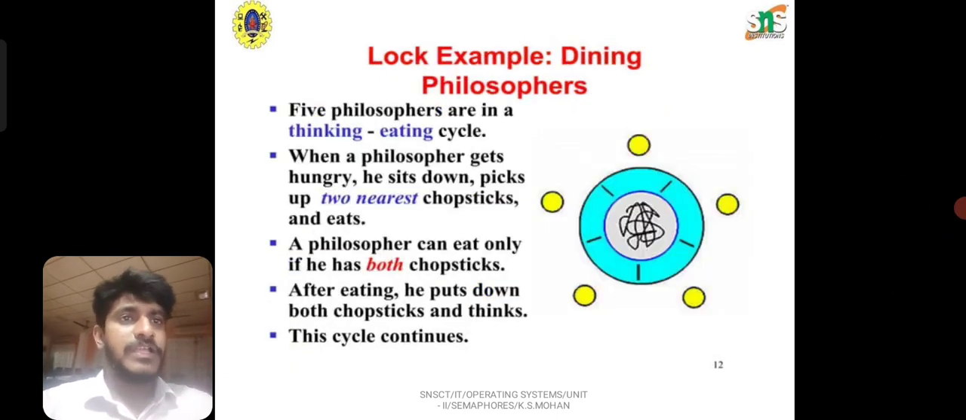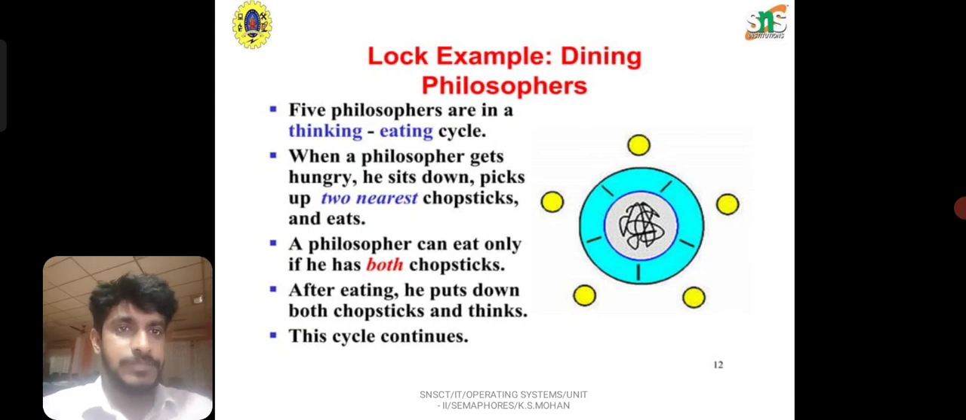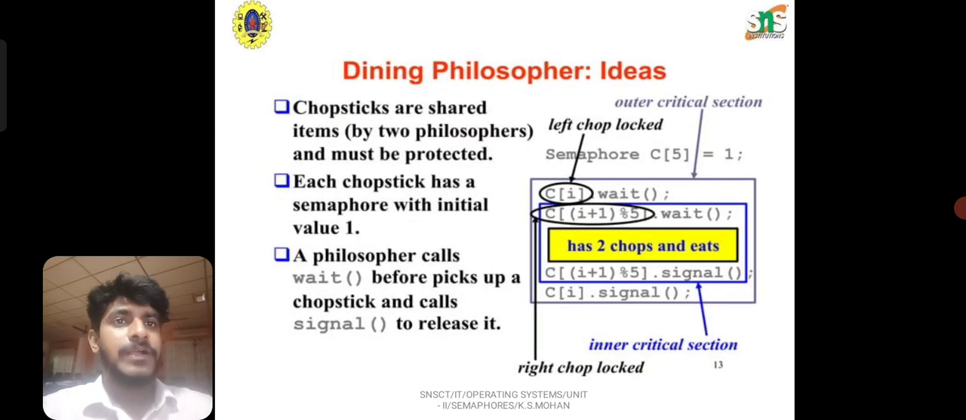Now a lock example, the dining philosophers. Five philosophers are in a thinking or eating cycle. When a philosopher gets hungry, he sits down, picks up the two nearest chopsticks and eats. The philosopher can eat only if he has both chopsticks. After eating, he puts down both chopsticks and thinks. This cycle continues.